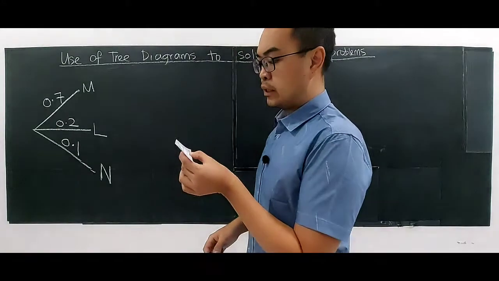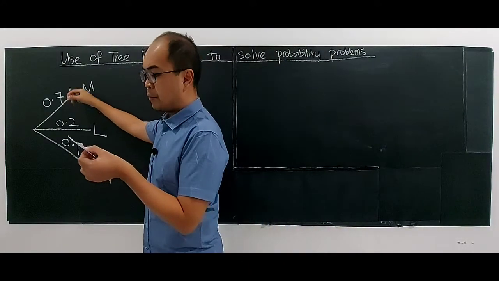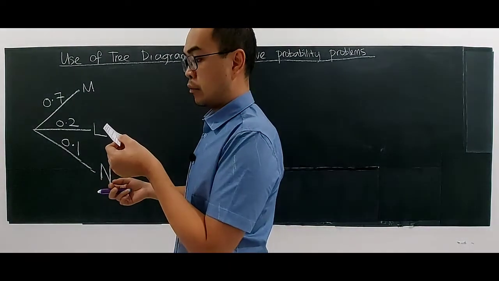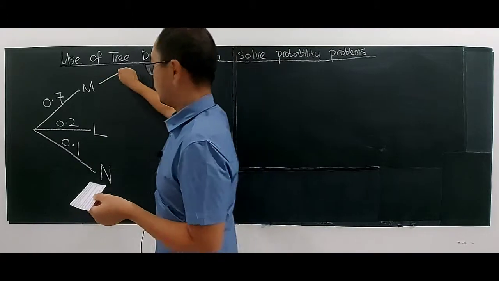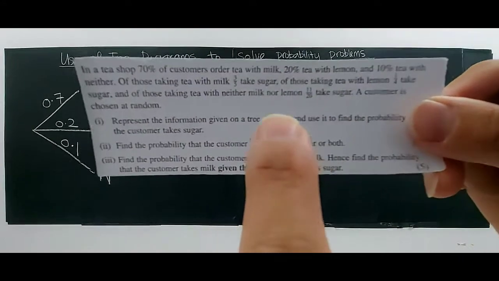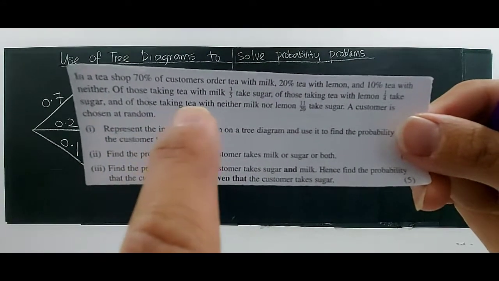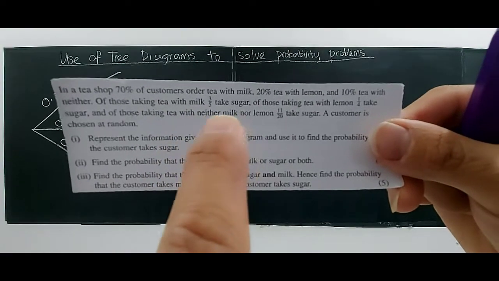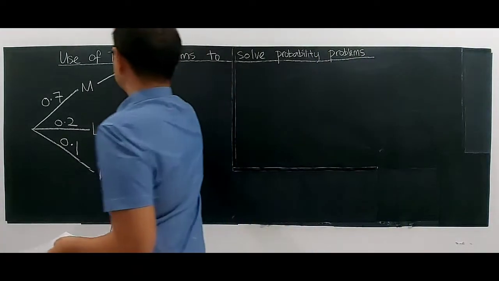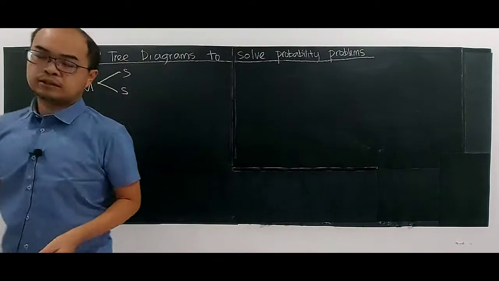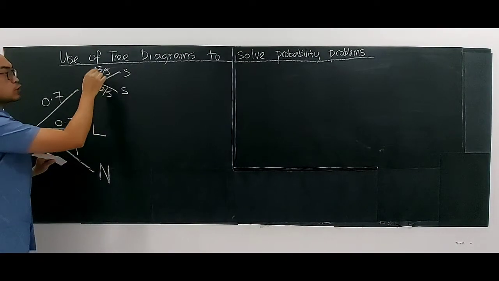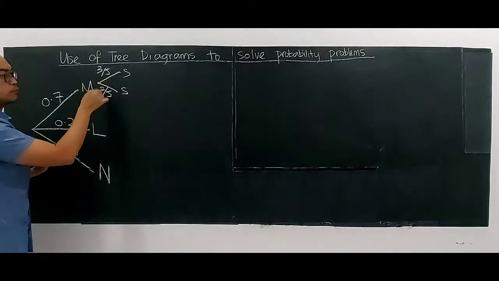Later on, after the person takes tea with milk, he or she may take sugar. In the question, they mention that of those who take tea with milk, 3 over 5 take sugar. So it's taking sugar or not taking sugar. If taking sugar is 3 over 5, not taking sugar will be 2 over 5. Total up, this must be 1.